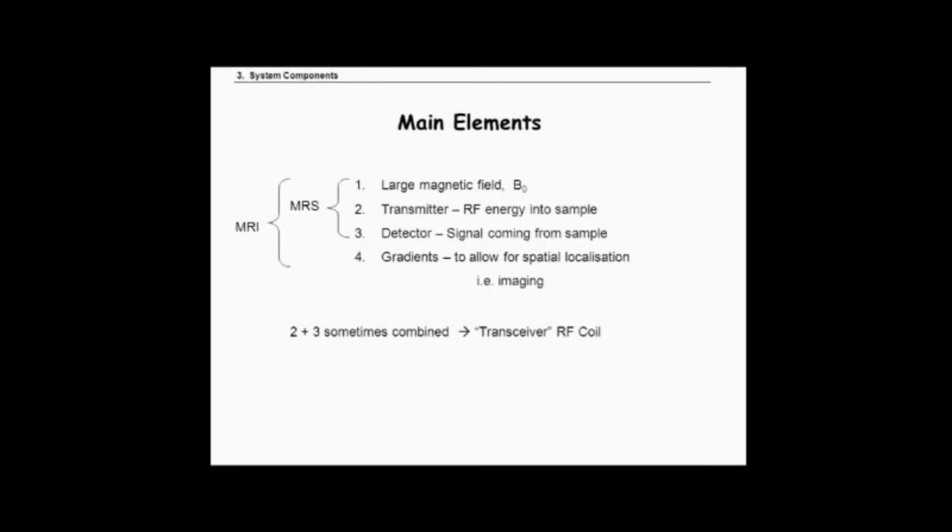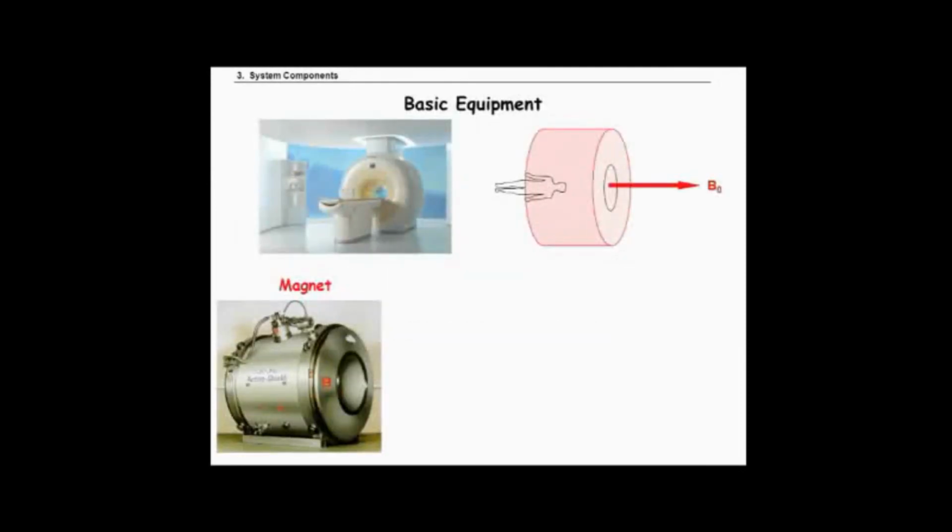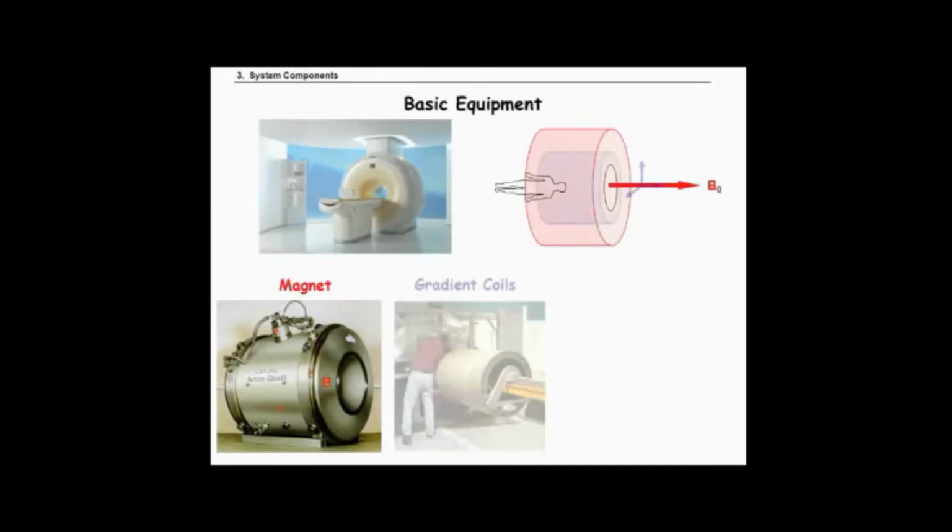Sometimes the transmitter and detector or receiver are joined together into one transceiver coil, although generally we do tend to separate these two functions. So this is again the scanner. If we take all the covers off, this would be what a standard magnet would look like. It just generates a very, very stable, very uniform magnetic field. B0 has to be very, very uniform over quite a large volume to fit a patient.